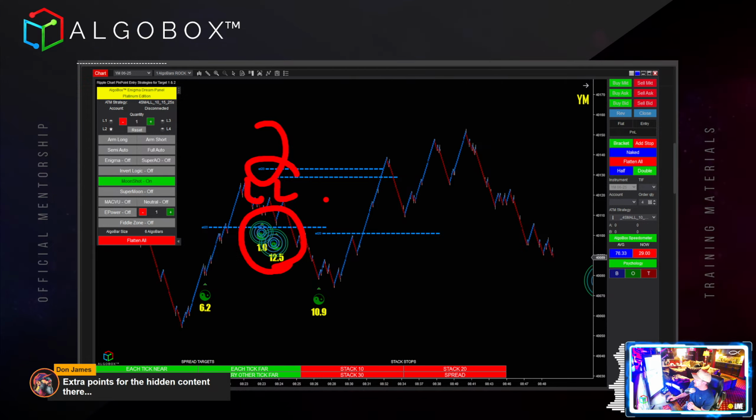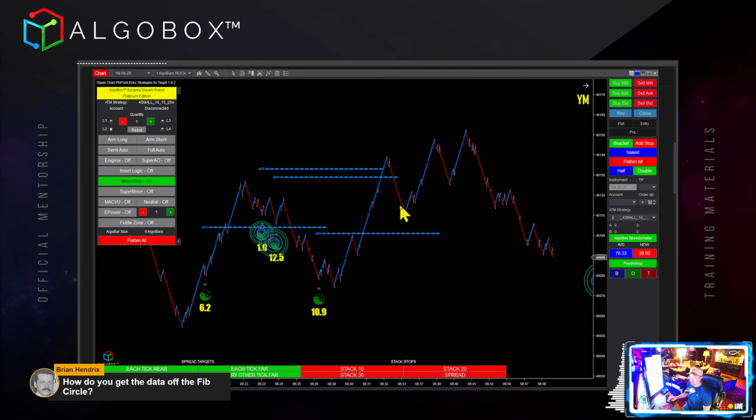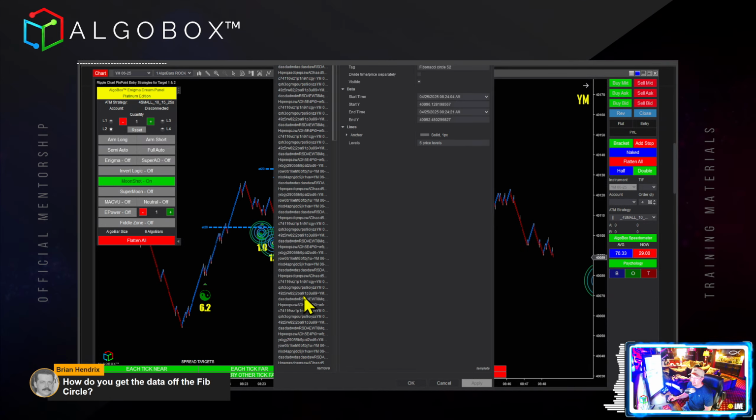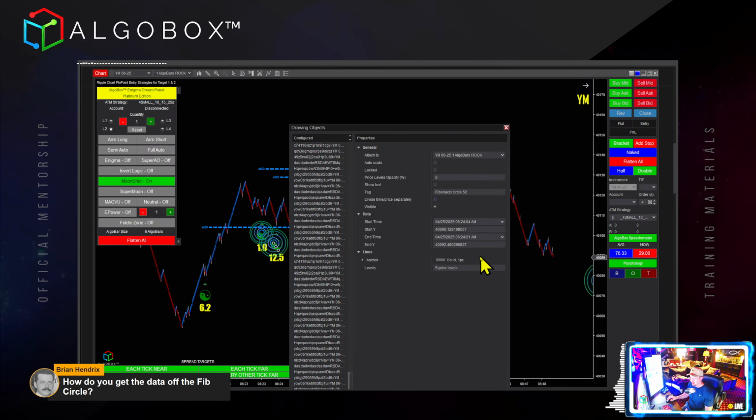Does everybody understand that? How do you get the data off of the Fib Circle? That is a good question. I do have mine set in my properties. So in the properties of mine, I did set this as default. So the date time, divide time separately is unchecked. Well, here's my settings. If you want to grab my settings there, I've got 5 price levels.